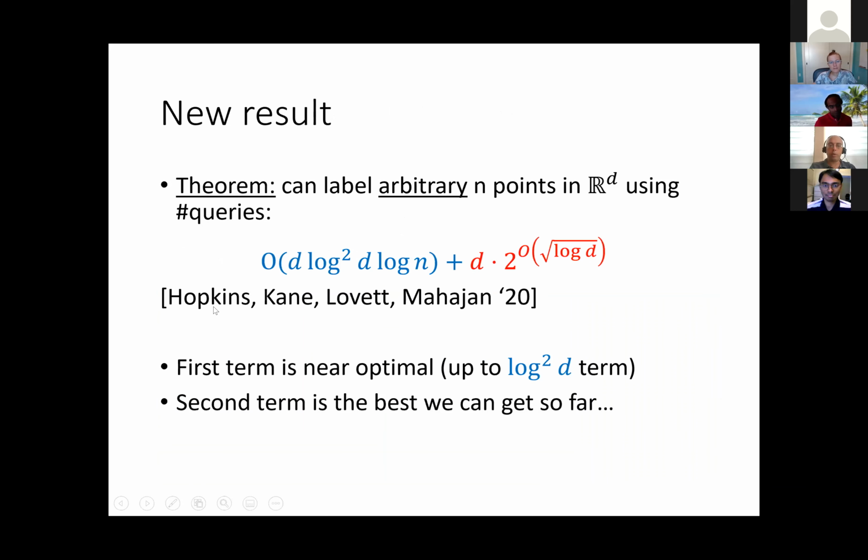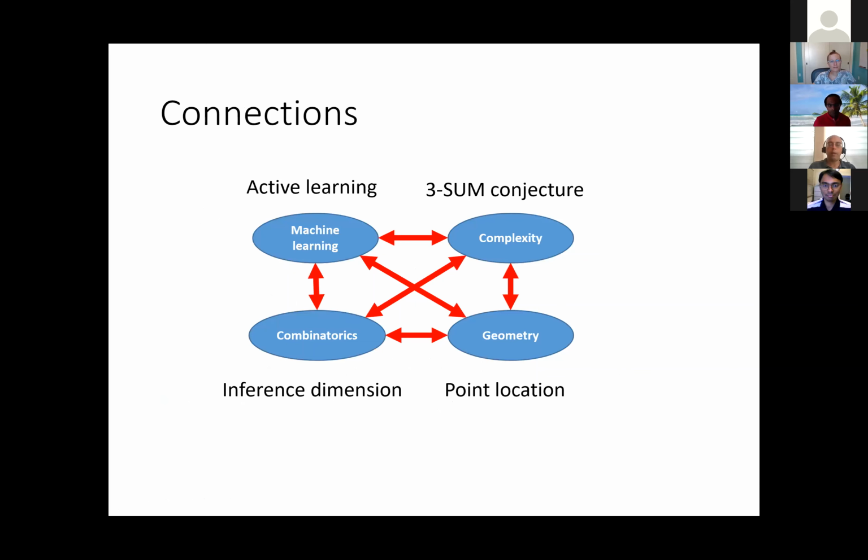This is with Hopkins, Kane, and Mahajan, showing that for arbitrary points, we get very close to this lower bound, but we still pay something depending on d that is not quite what we were hoping to pay, but still is, in some sense, near linear. In some other sense, we still want this to be polylog d and not this sub-polynomial dependence, but that's the best we could get so far. But again, for the sake of time, let's skip that and just summarize.